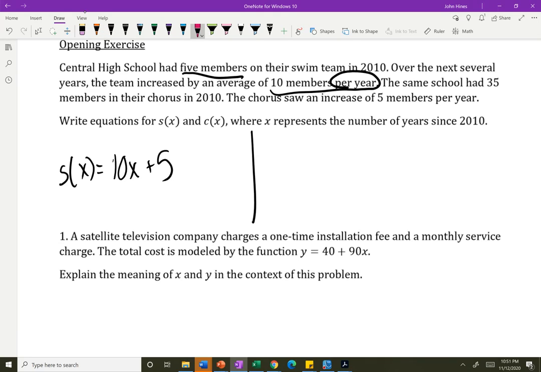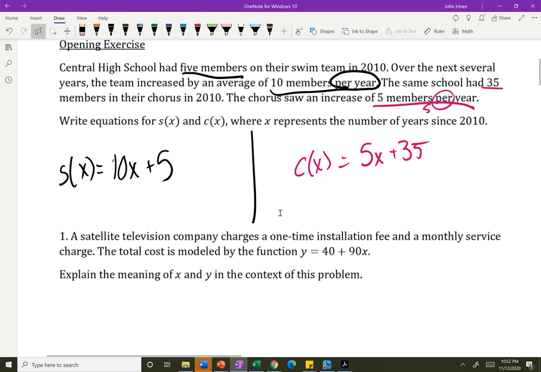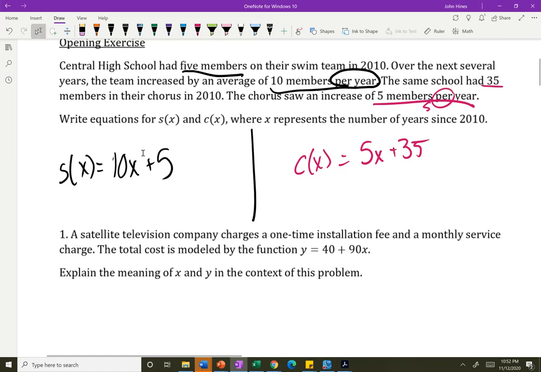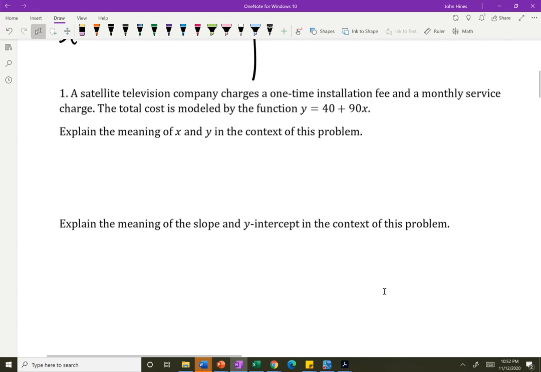And let's do the same thing for C of X. So the same school started with 35 members in their chorus, and they added 5 members each year. That's my rate of change there. Remember, per, each, every, those are key words that identify the slope. So I add 5 members each year, and I start with 35. Hopefully you got those two functions there, and they're in the form of y equals mx plus b.